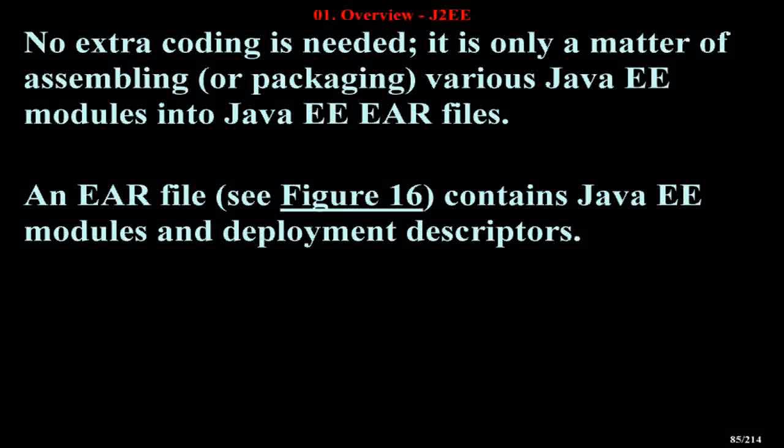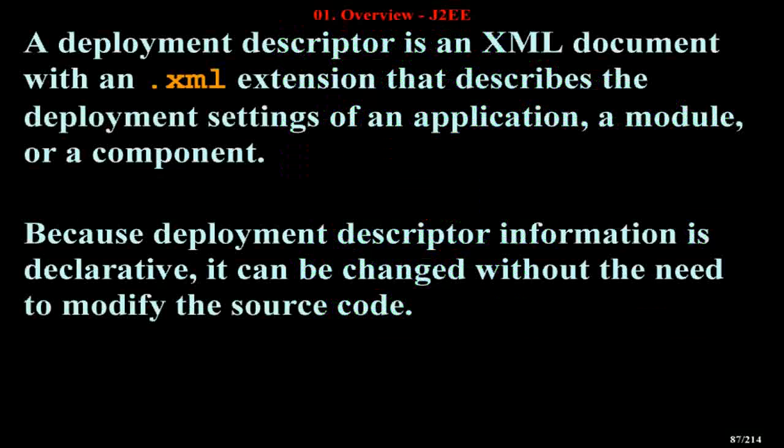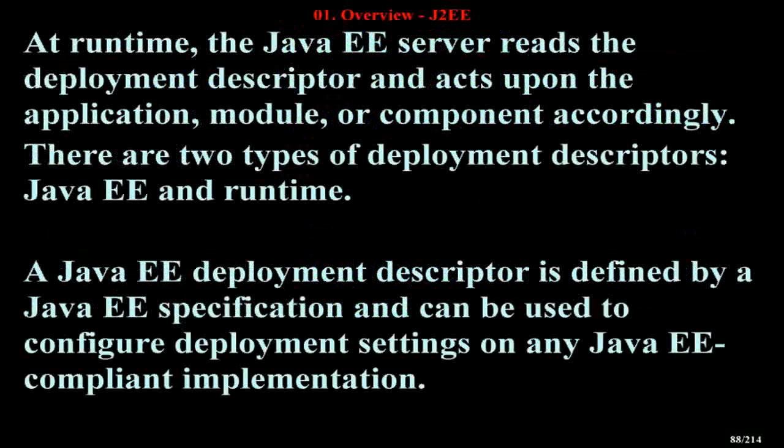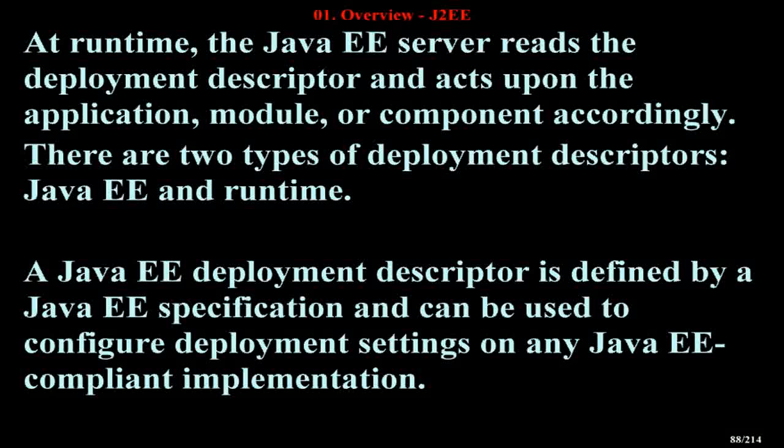It is only a matter of assembling or packaging various Java EE modules into Java EE EAR files. An EAR file, see Figure 16, contains Java EE modules and deployment descriptors. Figure 16, EAR file structure. A deployment descriptor is an XML document with an XML extension that describes the deployment settings of an application, a module, or a component. Because deployment descriptor information is declarative, it can be changed without the need to modify the source code. At runtime, the Java EE server reads the deployment descriptor and acts upon the application, module, or component accordingly.